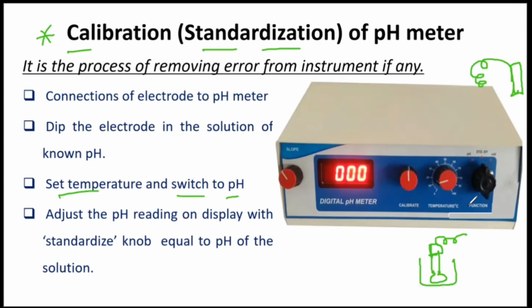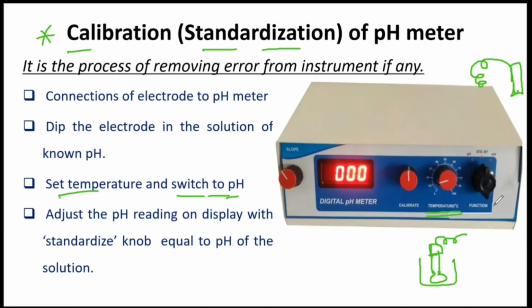Then set the temperature and switch to pH mode. Actually here we can say that the temperature knob is there, you can see. So this is the temperature knob. With the help of temperature knob, we have to set the temperature to room temperature or the current temperature. And switch it to pH mode.